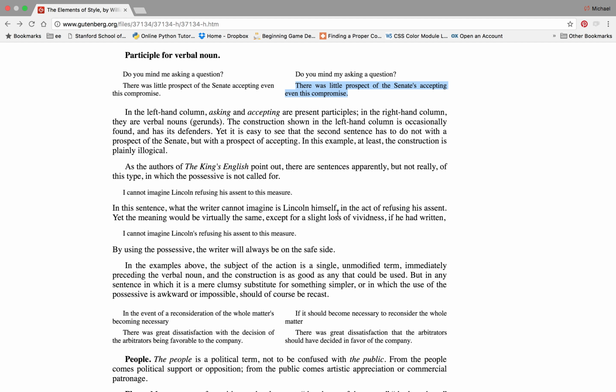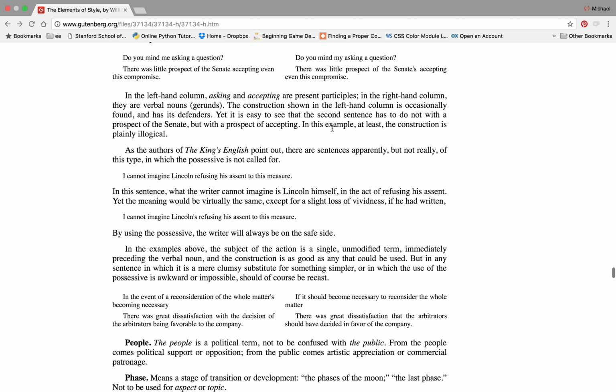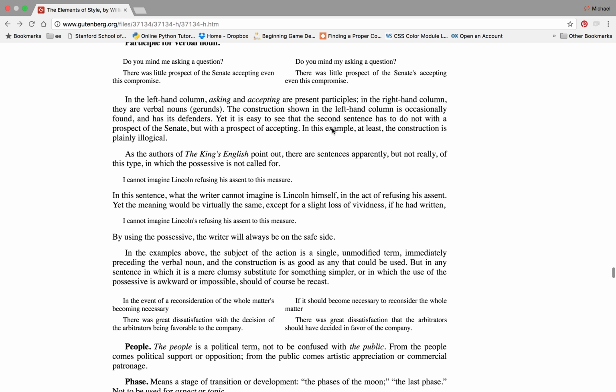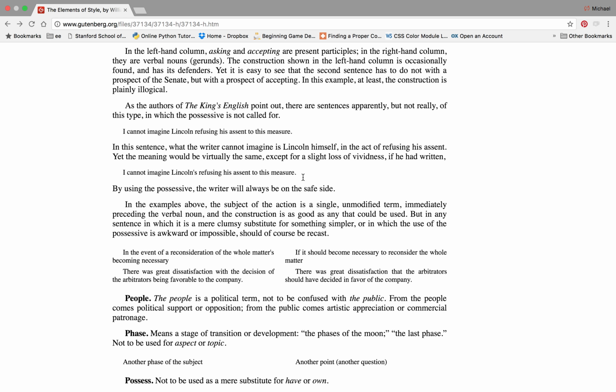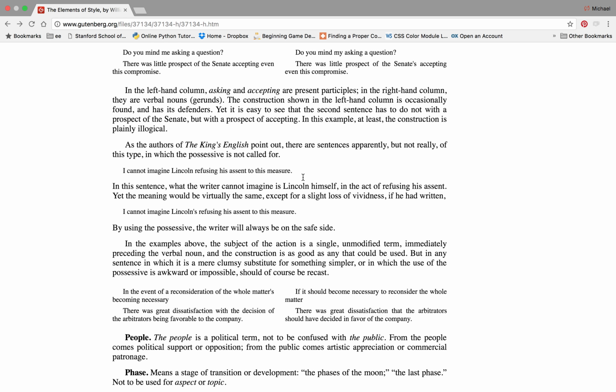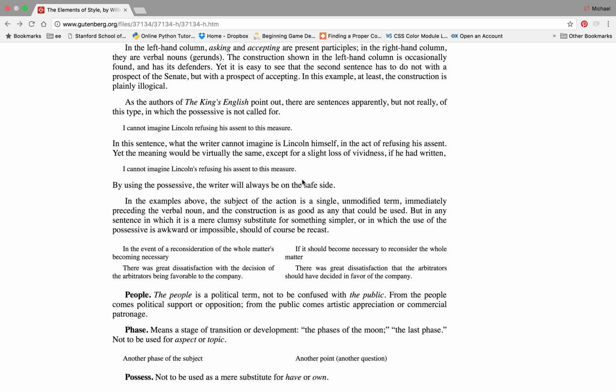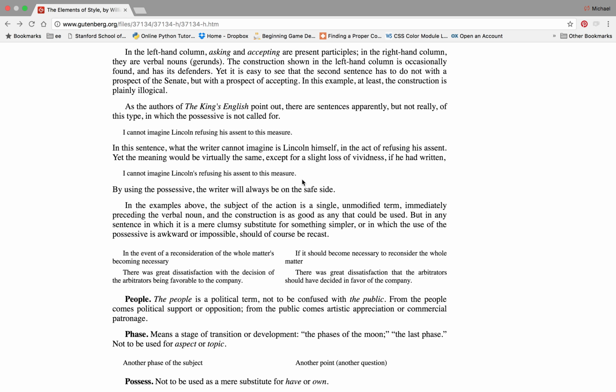This is sort of the same thing. If you know this and you correctly write it, and someone that's really good at grammar sees it, you're definitely going to get extra respect. So, anyways, it's not the end of the world if you don't know it, which is what I'm saying. But it's a plus if you understand that. In the left-hand column, asking and accepting are present participles. In the right-hand column, they are verbal nouns or gerunds.